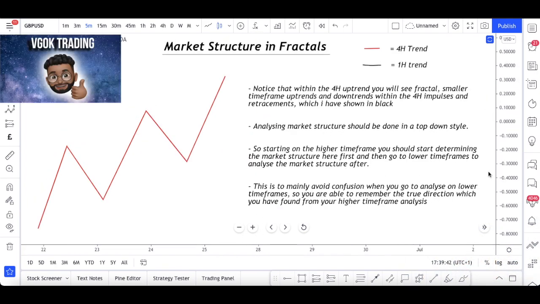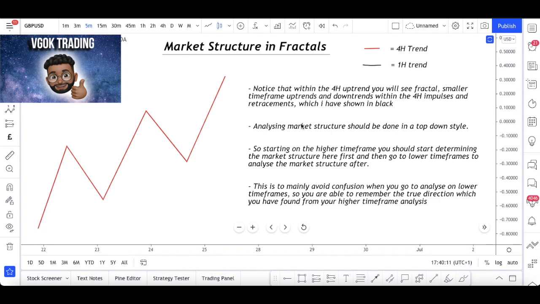Now, once I understood completely what I'm about to be going over with you guys, my trading game really elevated insanely. I'm not going to lie. I'm going to be talking about how market structure occurs within fractals. So just notice that within the 4-hour uptrend, you'll see fractal smaller time frame uptrends and downtrends within the impulses and retracements of the 4-hour trend.